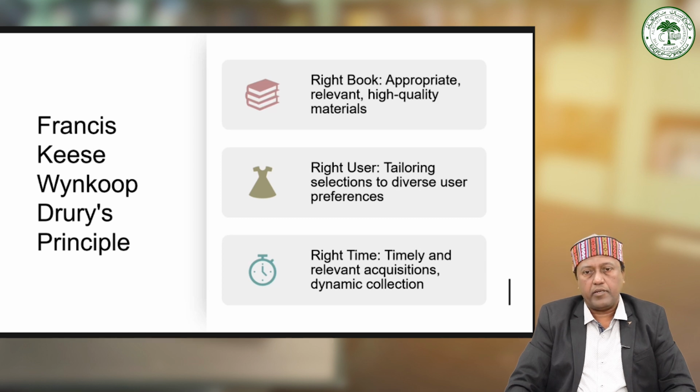The second component here is the right user. The librarians recognize that different users have different preferences, interests, and needs. The right user could be a child looking for a picture book, or a student researching a topic for a school project, or an adult seeking leisure reading material. Selection decisions are tailored to the demographics, reading levels, and interests of the library's diverse user base.